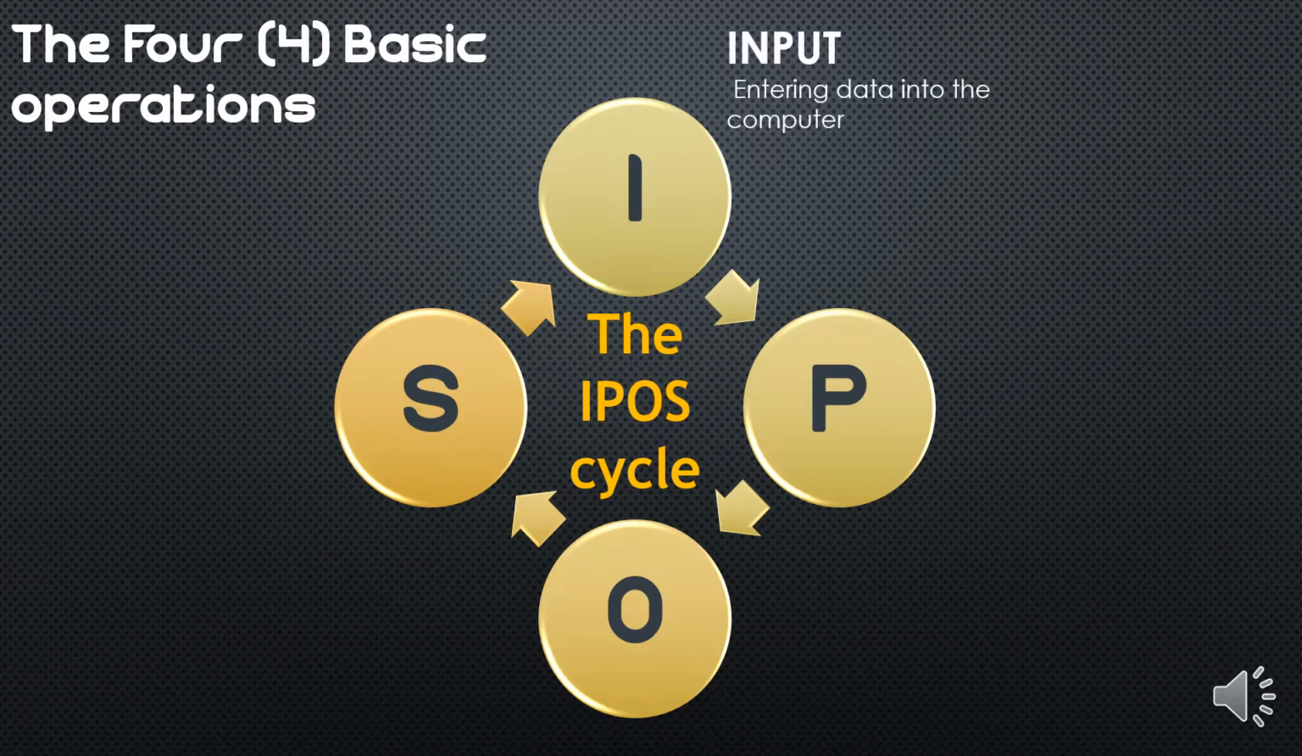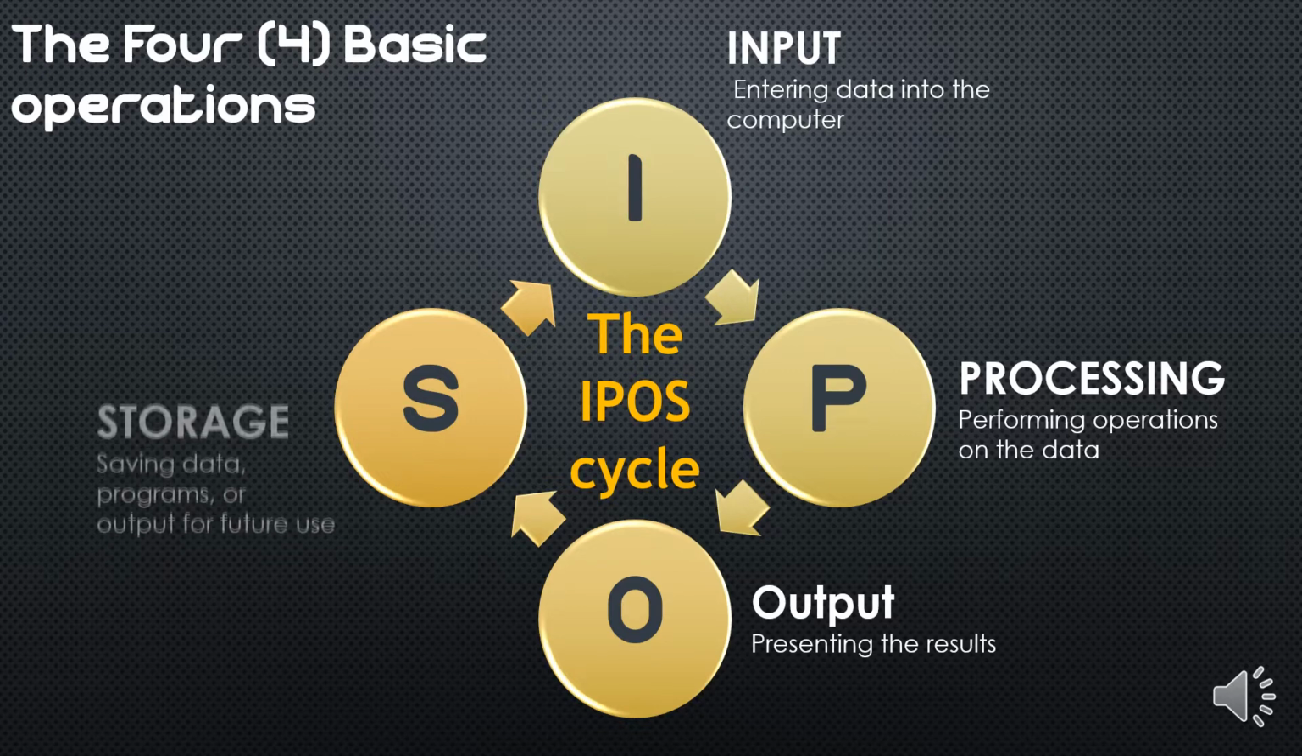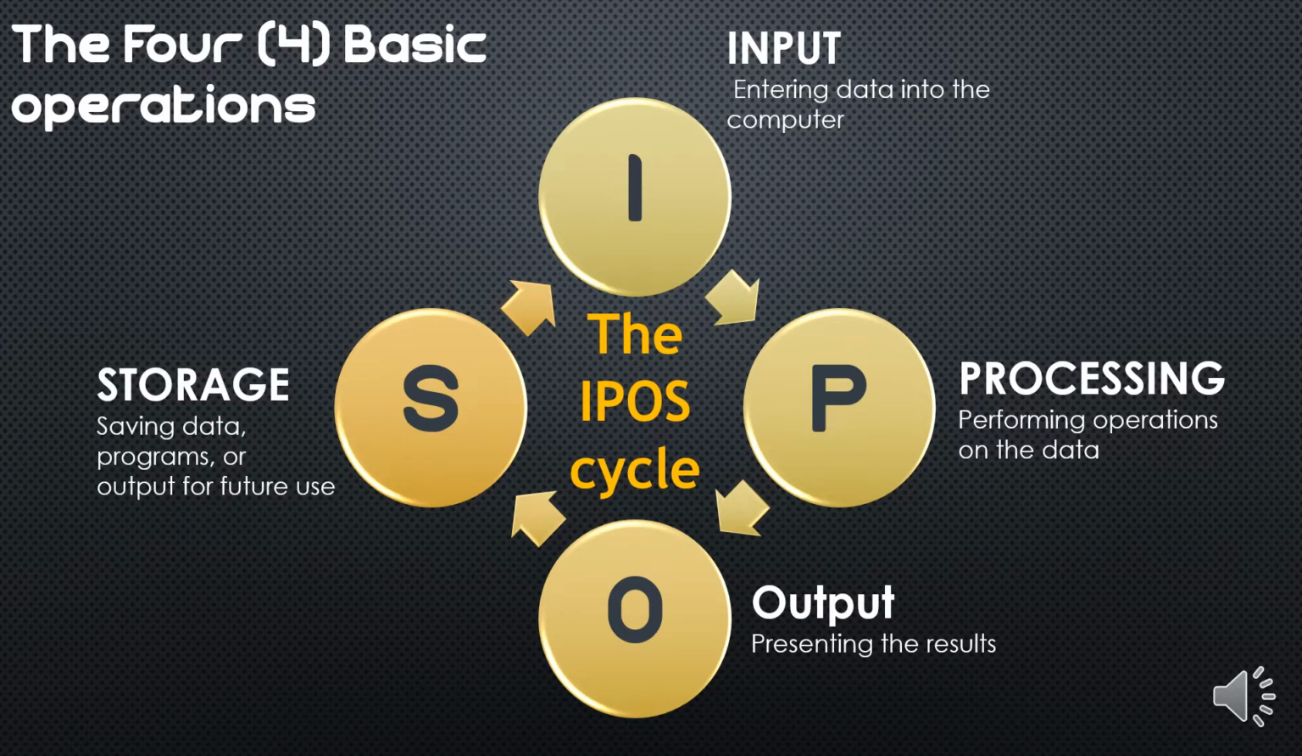I stands for input, for entering data into the computer. Next is P for processing, for performing specific operations on that data. Next is O for output, for presenting the results after processing the data. Lastly is S for storage, for saving the data, programs, or output for future use.